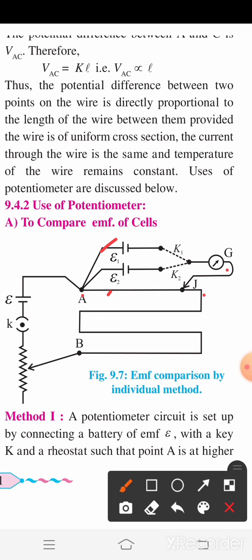Using that setting, we can compare the EMF of two cells using this method, the individual cell method or separate method. So how do we compare the EMF of two cells using this method? That is the working of the potentiometer instrument to compare the EMF of two cells using the individual cell method or separate method.